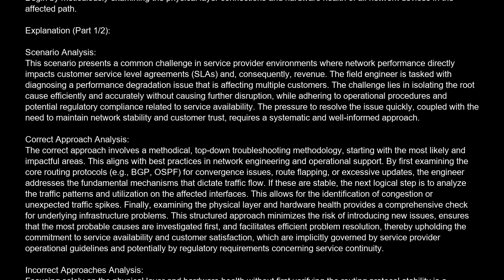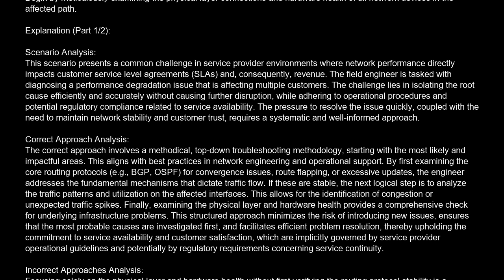Explanation. Scenario analysis. This scenario presents a common challenge in service provider environments where network performance directly impacts customer service level agreements, SLAs, and consequently, revenue. The field engineer is tasked with diagnosing a performance degradation issue that is affecting multiple customers.